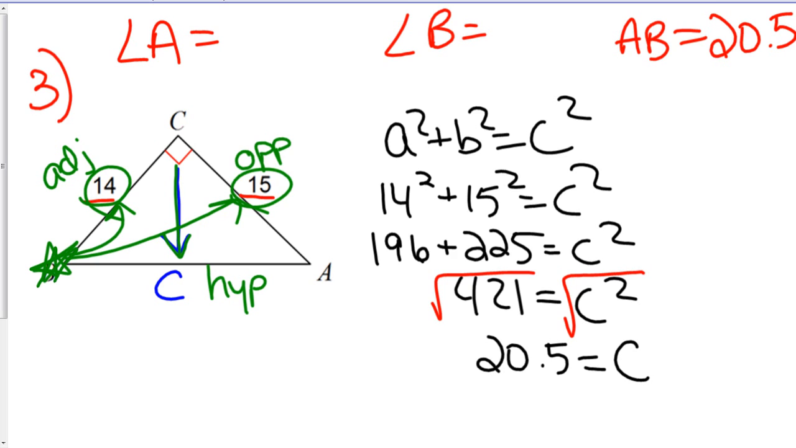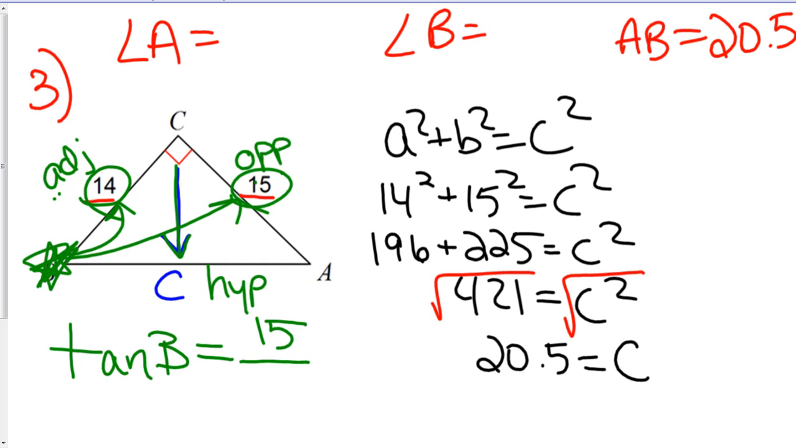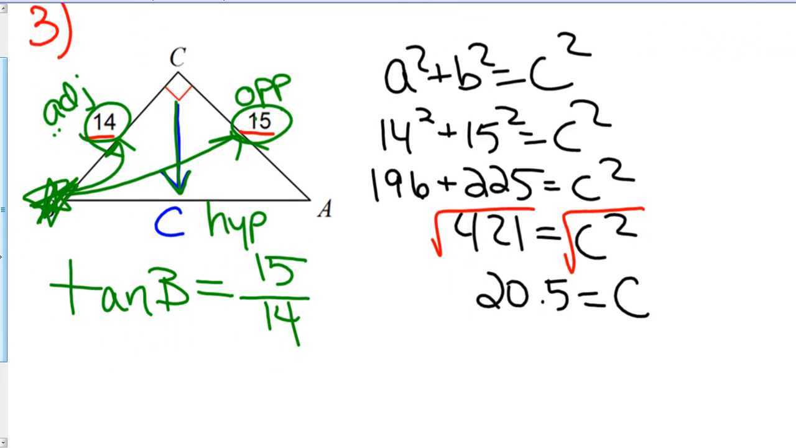If I'm sitting at angle B, I have the opposite and the adjacent. When I'm dealing with opposite and adjacent, it's tangent. So the tangent of B is opposite over adjacent. So it's going to be 15 over 14.